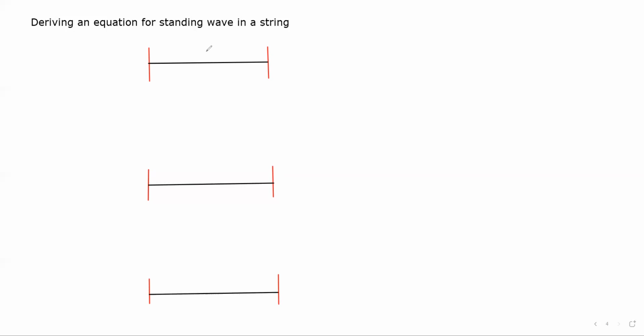When you disturb from the center, what are the possibilities? When you disturb, it will produce two waves which travel in opposite directions. That will give rise to a standing wave. One possibility is that it might vibrate in one loop. That is called the fundamental frequency or first harmonic. It might vibrate in two loops, and it might vibrate in three loops. And you can clearly see that as the number of loops increases, the amplitude is decreasing.